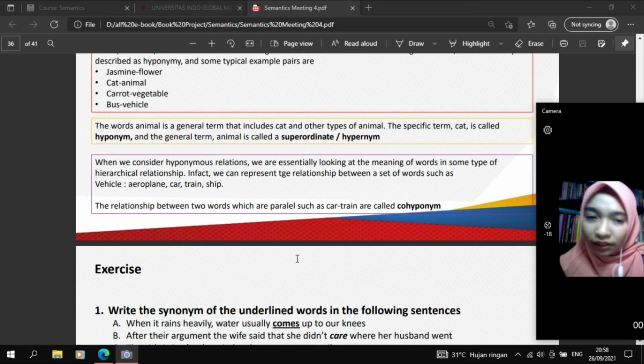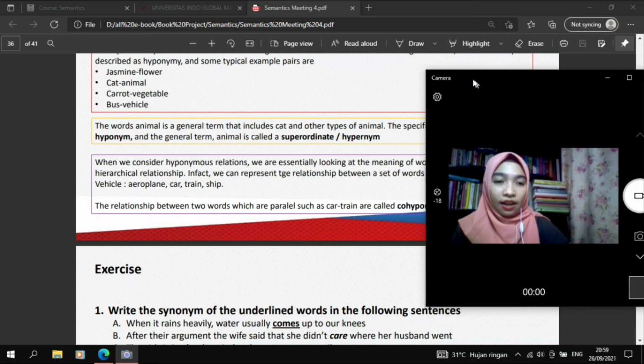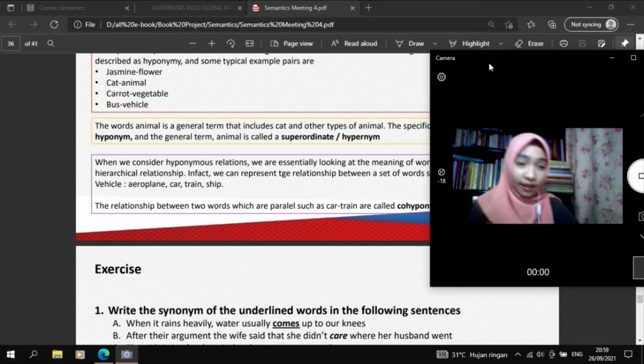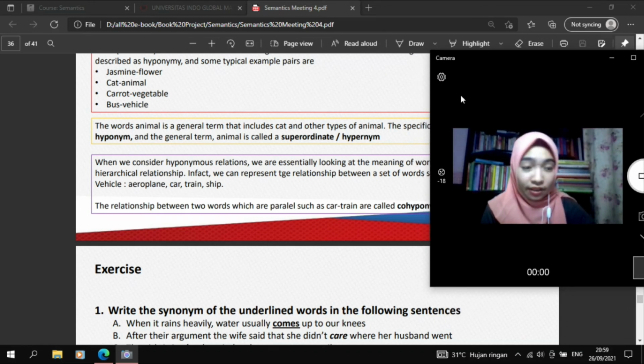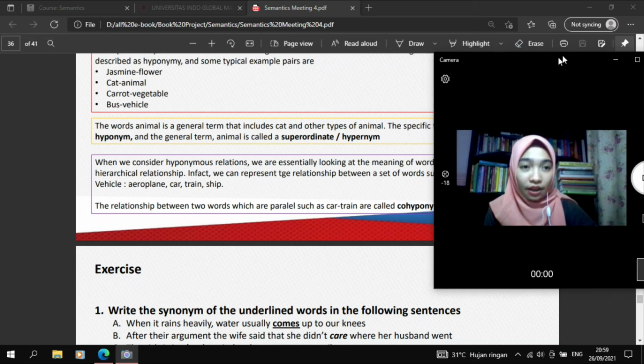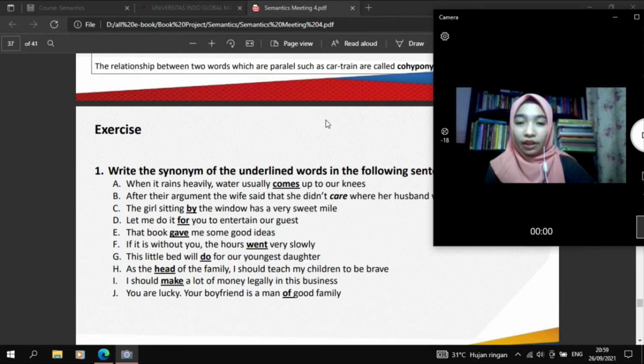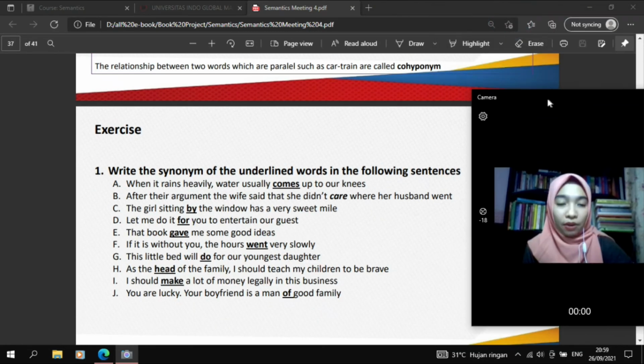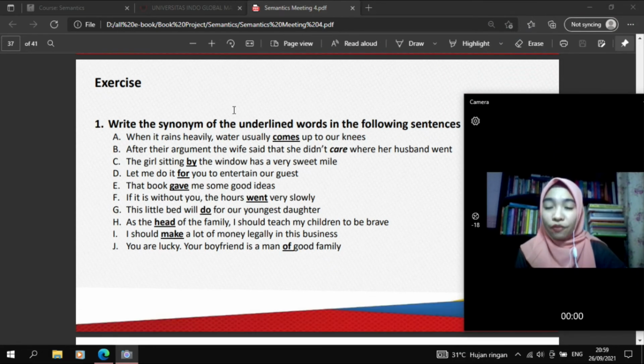Okay, well, I think that's all for the explanation. And here you have exercises that you should answer, collect, and submit. But I will help to explain a little bit about this exercise. So the first question is very easy.